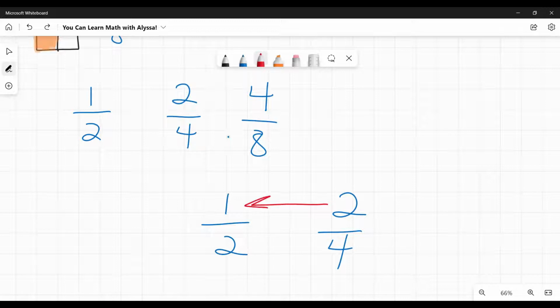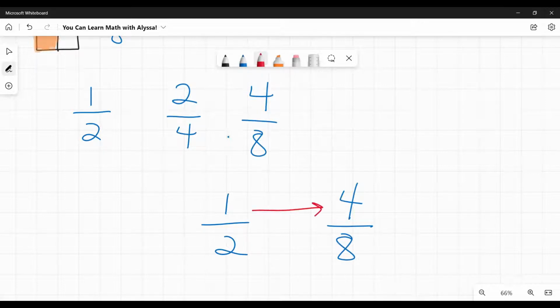Going the other way, 2 divided by 2 gets me 1, and 4 divided by 2 gets me 2. So that's interesting: multiply or divide by the same number on top and bottom. Does that hold true with 4/8? Yes, it does. 1 times 4 is 4, and 2 times 4 is 8. Going the other direction, 4 divided by 4 is 1 and 8 divided by 4 is 2.